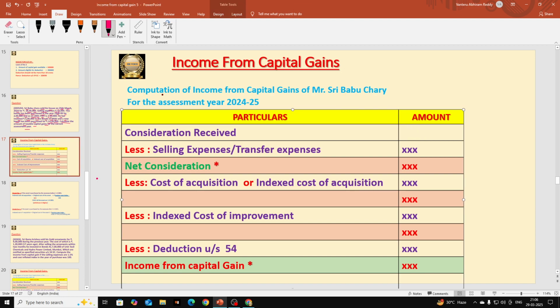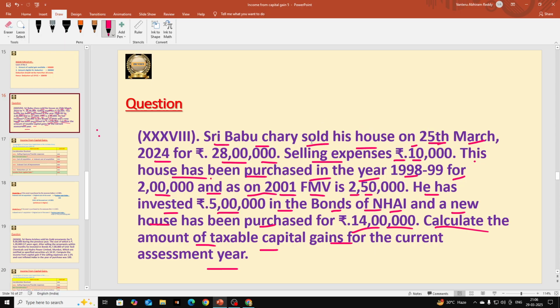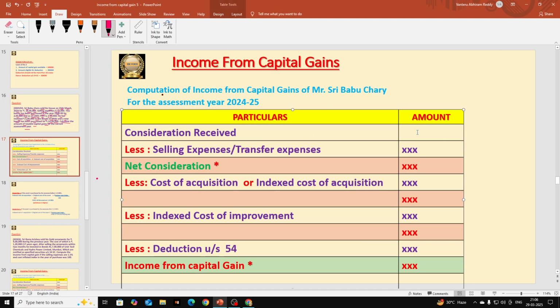What is the selling price of the asset? That will be taken here. So selling price of the asset is 28 lakhs. He sold the house for 28 lakhs. So this is the selling price. Let us record here 28 lakhs.